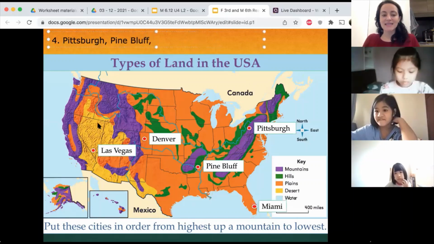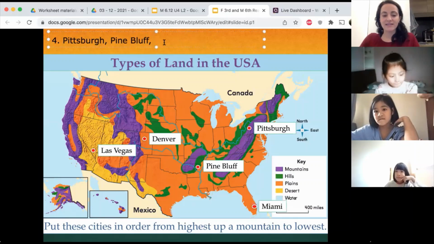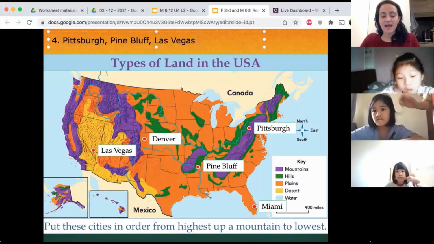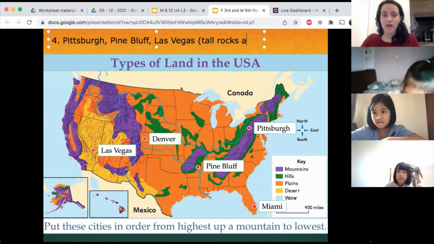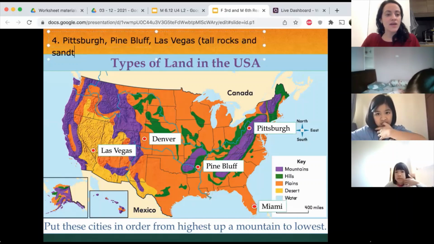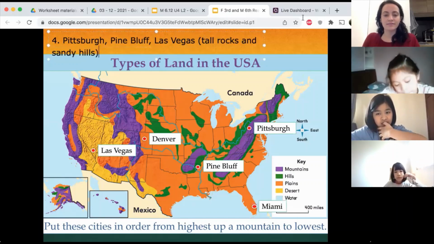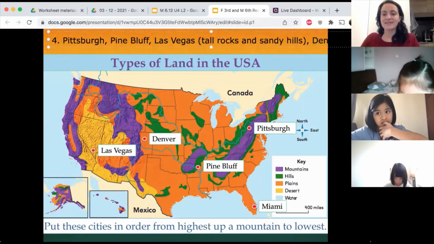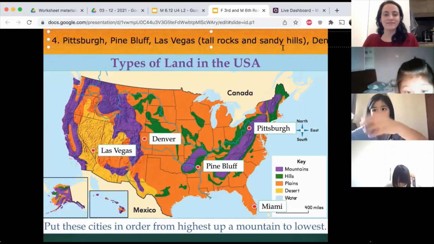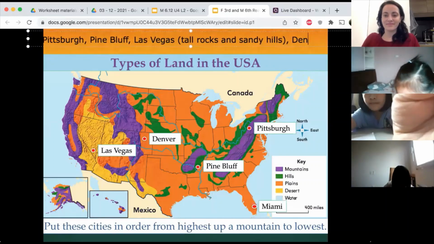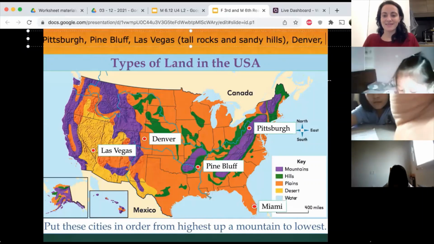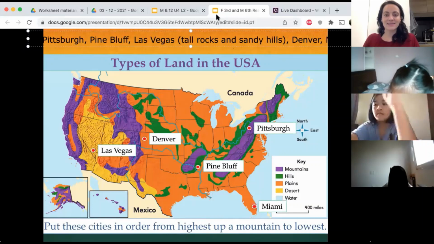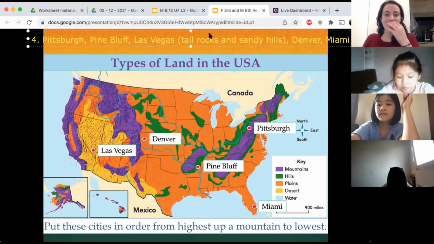Actually, in this case, the desert, Las Vegas. The desert has tall rocks and sometimes sandy hills. So it can actually be a bit taller. All right, and then, you're right, Denver. And then what's the last one? After Denver, what's the last one? Miami, yes. It's Miami.